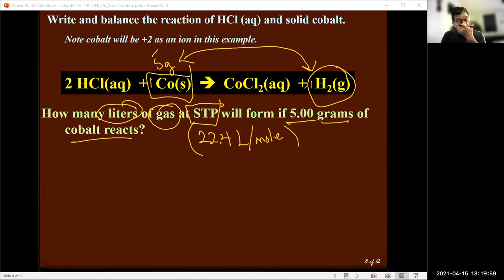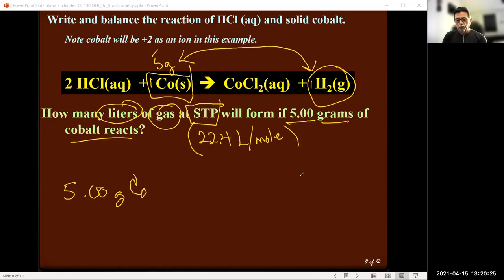But they're asking, we don't want moles. We want to know volume. Well, that's no problem. What have I always stated when you have a question? You're given, write down what you're given. You're given 5.00 grams of cobalt.